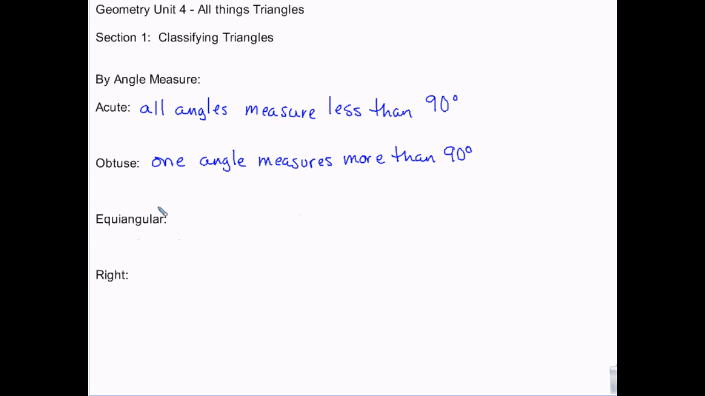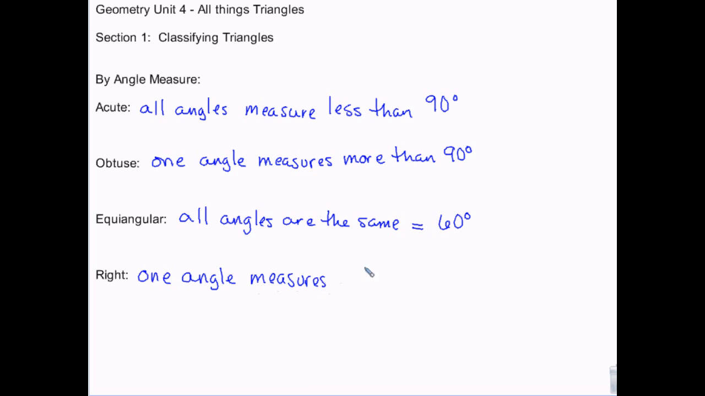You have equiangular, where all of the angles are the same, and they all equal 60 degrees. And then you have a right triangle where one of the angles measures exactly 90 degrees.